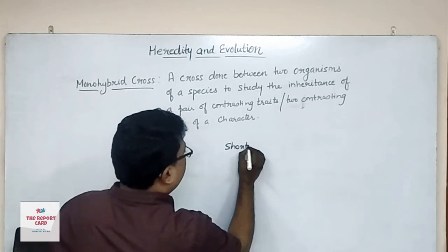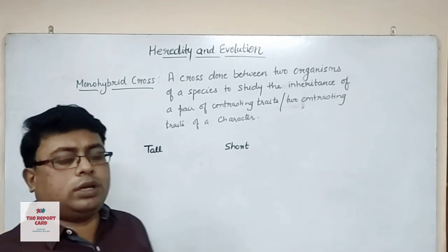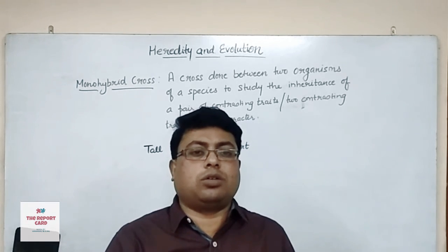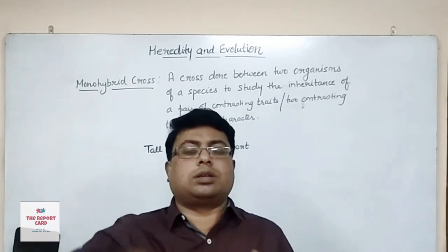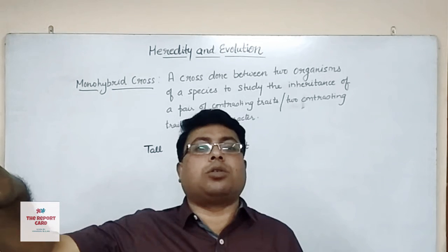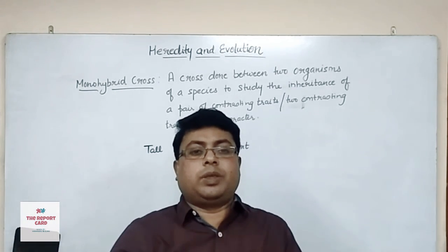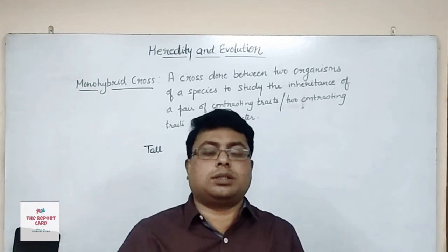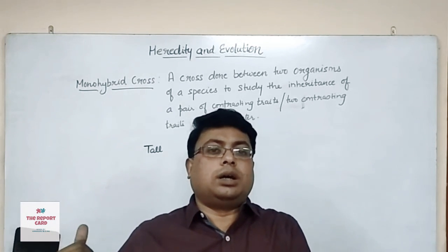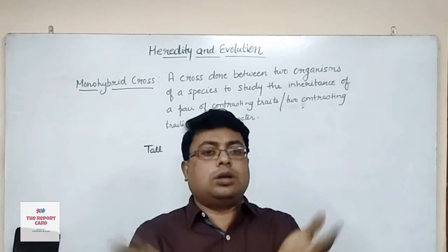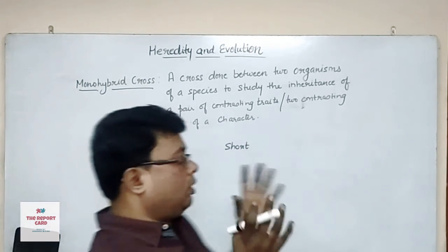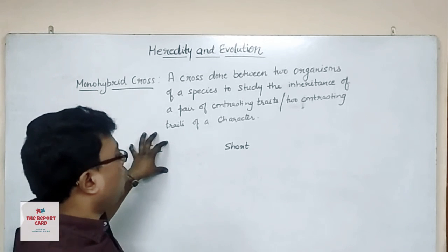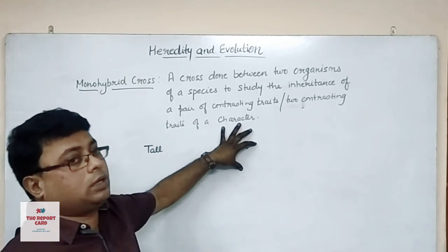He also took pure short plants. The same work was done with short plants also. He self-pollinated the short plants and got some tall, some short plants. He segregated the tall plants, again took the short plants, and again did self-crossing between the short plants, and he kept on doing this till he got all short plants. So we can say that he took pure tall and pure short plants.